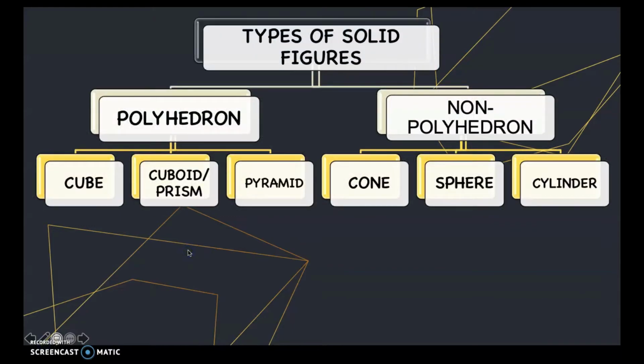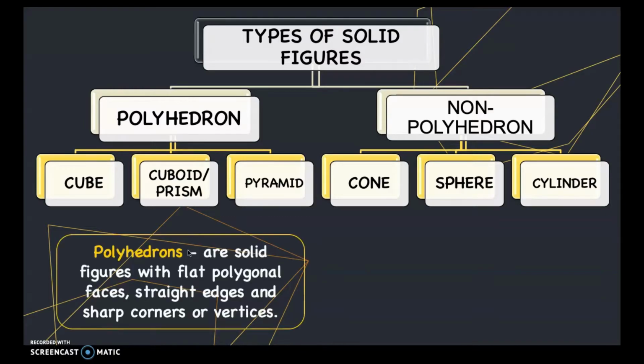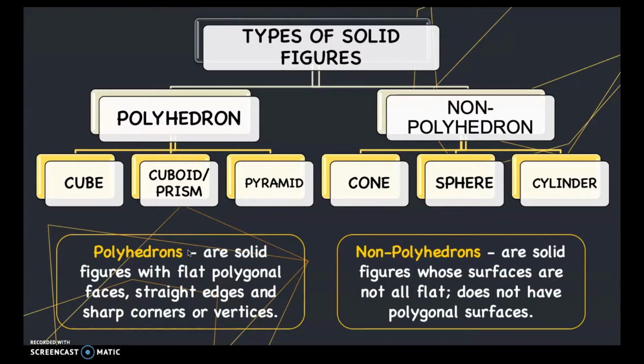There are two types of solid figures. We have polyhedron and non-polyhedron. Now, polyhedrons are solid figures with flat, polygonal faces, straight edges, and sharp corners or vertices, while non-polyhedrons are solid figures whose surfaces are not all flat and do not have polygonal surfaces. Examples of polyhedrons are cube, cuboid or prism, and pyramid. And for non-polyhedrons, we have cone, sphere, and cylinder.